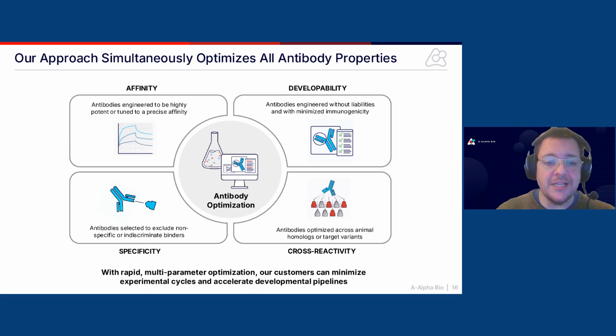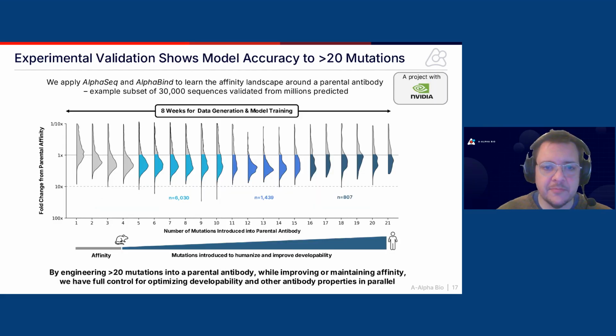And so because we're asking a lot, we think it's really important to utilize these AI protein models to ask, how can we get the best molecule we can as quickly as possible? And here I'll show some more data from our AlphaBind process. Again, this is experimental validation showing that we can train an affinity model that goes out to 20 or more mutations from a parental antibody.